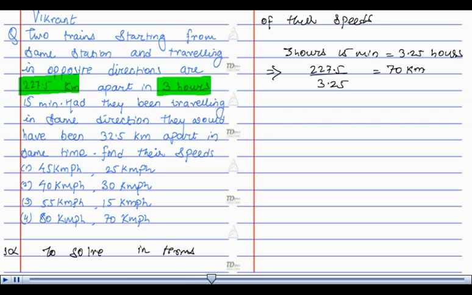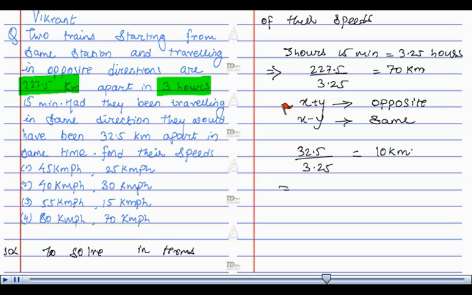Similarly, the difference is taken only due to the reason that they are moving in the same direction. As we know, the speed is taken as addition when they are moving in the opposite direction, and the speed is taken as subtraction, that is the difference, when they are moving in the same direction. This is the important concept while solving questions related to relative speed. So 32.5 kilometers apart, we can write it as 32.5 upon 3.25, that will give you 10 kilometers.